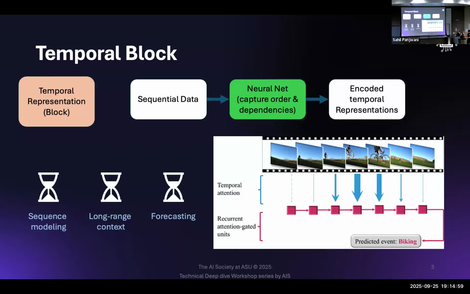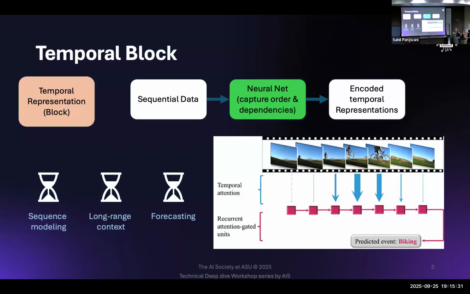Now, if you talk about the strengths of this block, I already kind of hinted at sequential modeling. So the ability to capture order and progression of events. The other is long range context. So modern temporal models, especially attention based ones, can connect information across long term contexts. So this can include remembering the first scene of a movie and remembering that when you're interpreting the last scene of a movie, if you're predicting something.